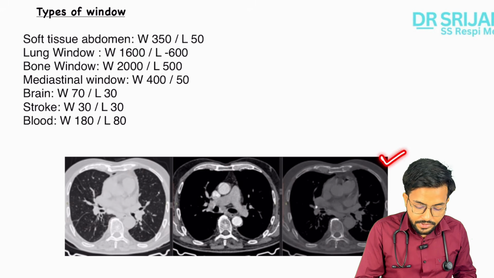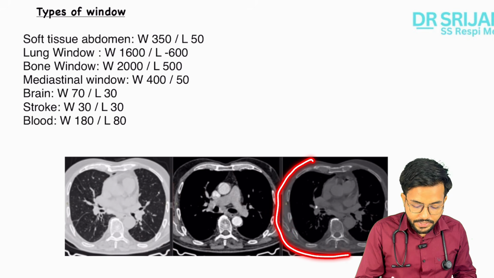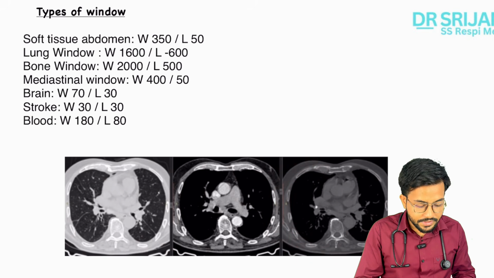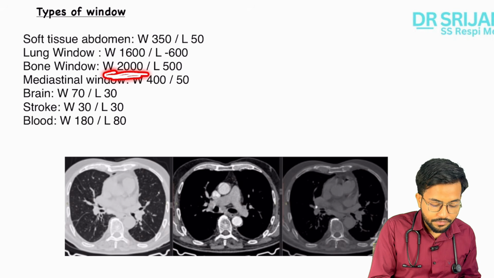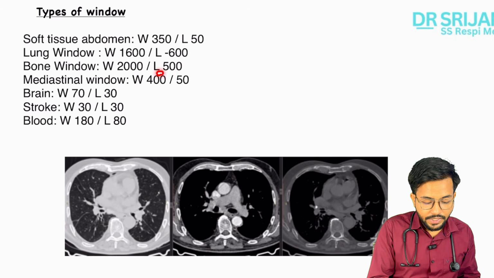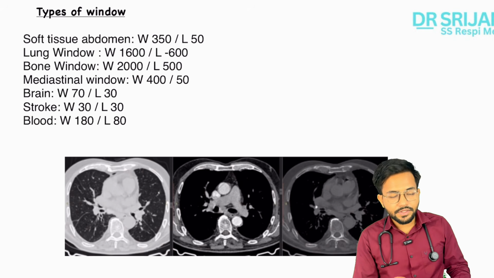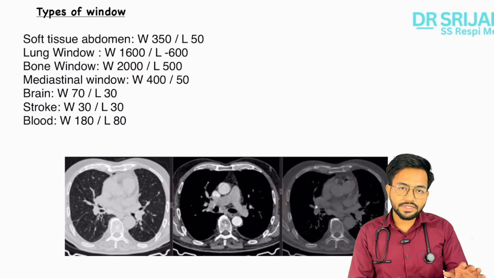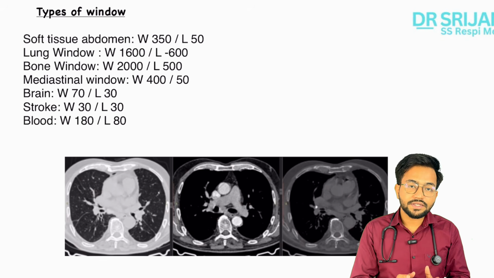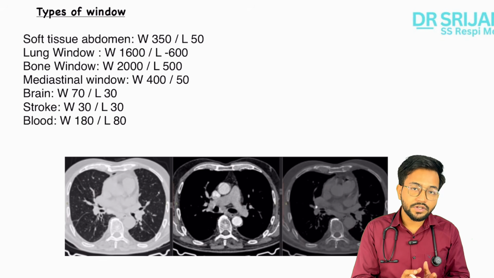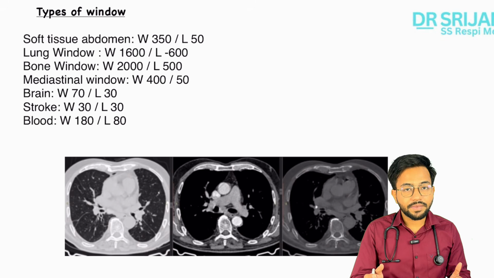If you see in the third image, all the bones are very prominent. So this is a bone window, which is windowed with a window width of 2000, leveled at 500. You don't need to remember these numbers. This is just an explanation of why different densities or the same structure look different in different plates.